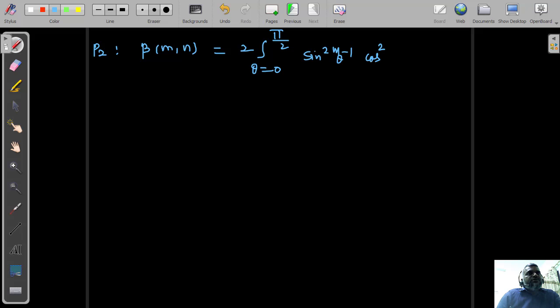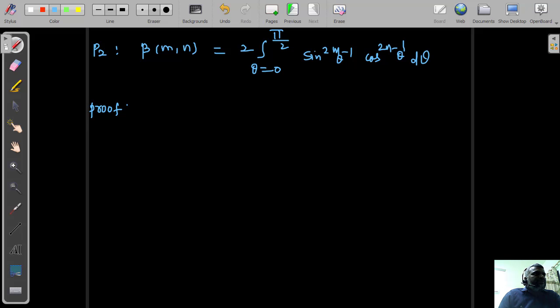Now move on to property 2. Property 2 is beta of m comma n equal to 2 times the integral of theta from 0 to pi by 2, where the lower limit is 0 and the upper limit is pi by 2, of sine power 2m minus 1 theta into cosine power 2n minus 1 theta d theta. This is property 2.